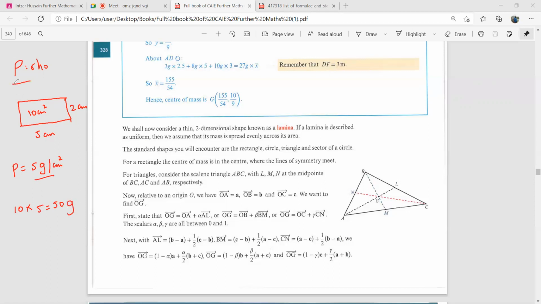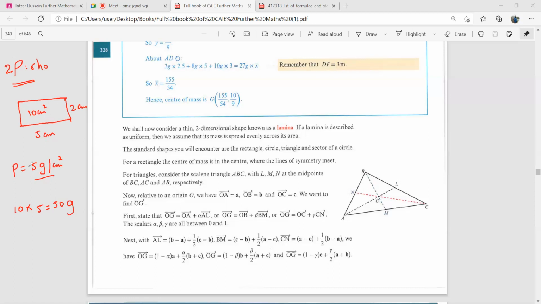So if you have this rho, the mass per unit area, and you have the area, you can determine the total mass. In these questions, further on, you will be given this mass per unit area as rho, 2 rho, 3 rho, half rho. So you will have to write the total mass in terms of rho.